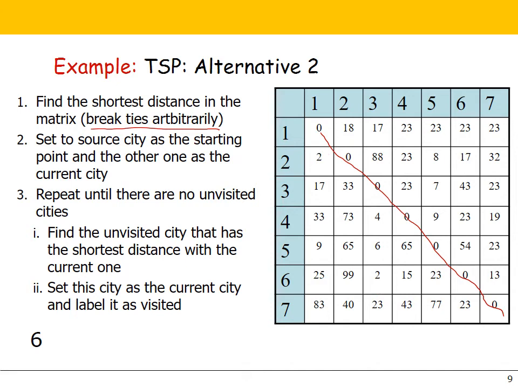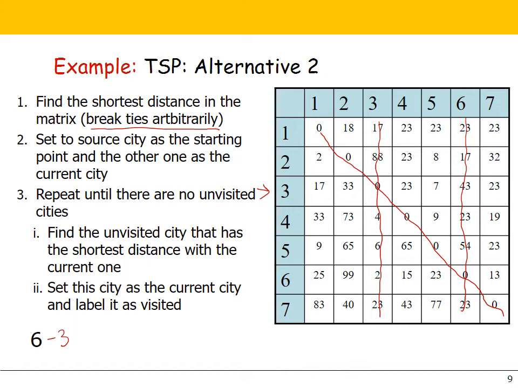Here we started from 6, and from 6 we are going to 3, and 3 becomes our current. So we already visited 6, and since 3 is the current, we don't consider this column as well. And now the rest is the same.